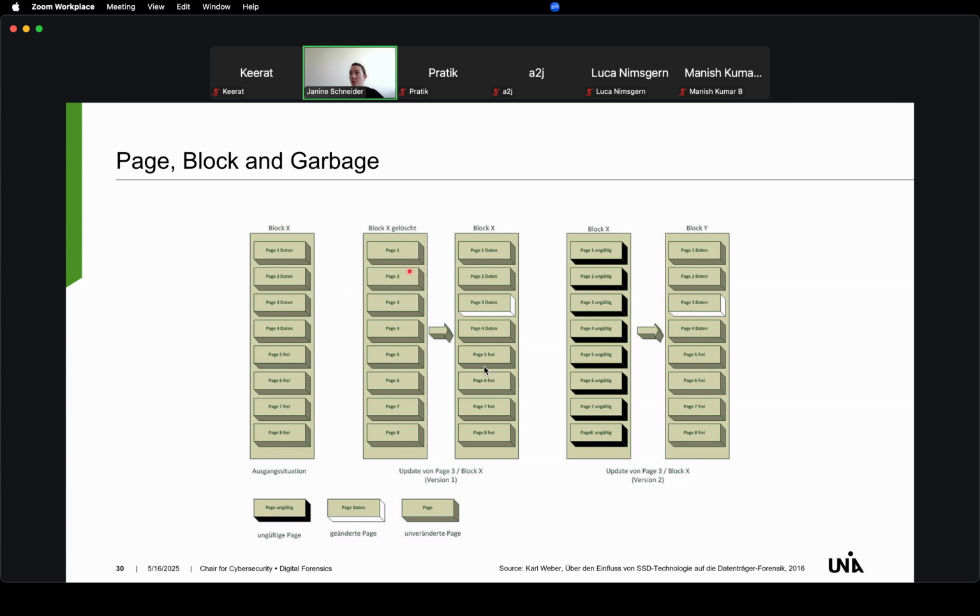Yeah, we delete block X. We write the saved block X back to the deleted block X. So we delete block X, we change something, we write block X back. But while we do that, we also change the content of the page we want to change, or we update it while writing the block back. This is strategy 1.